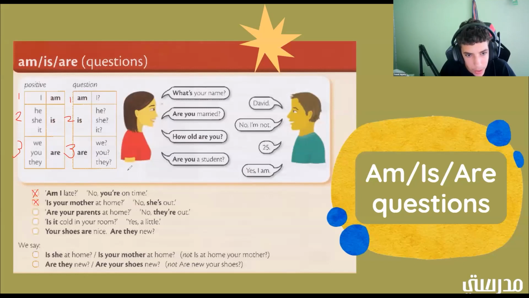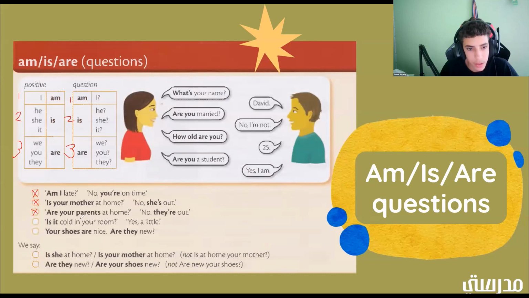So are your parents at home? No, they're out. A lot of you are already saying group 3, and you're right. There is part of group 3. It's a combination of they and are. So they are is there. Let's X this out.